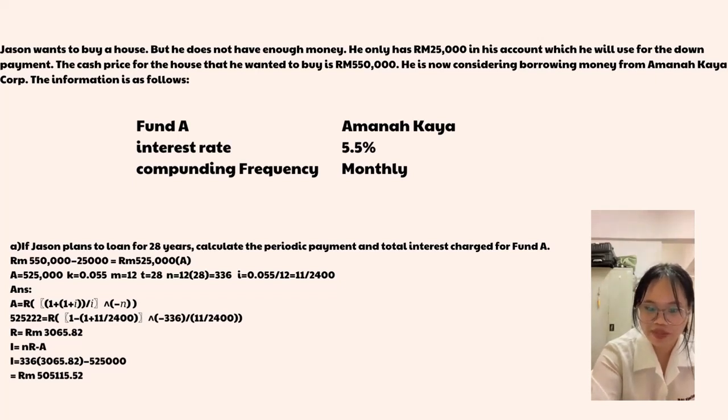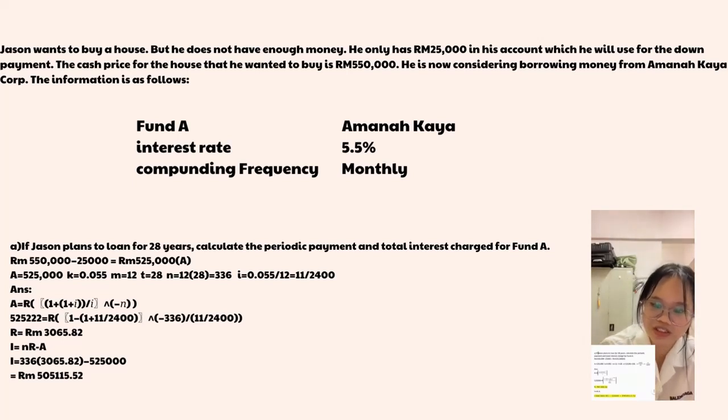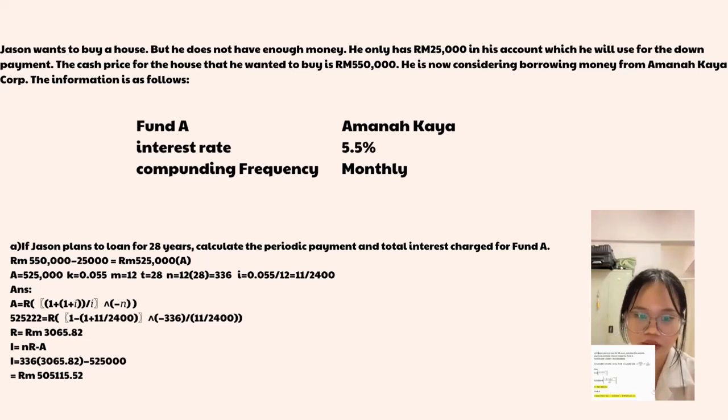Question A. If Jacyln plans to loan for 28 years, calculate the periodic payment and total interest charged for Fund A. RM 550,000 minus 25,000 equal 525,000, which is A, and K is 0.055, M equal 12, T equal 28, N equal 336, I equal 11 over 2,400.